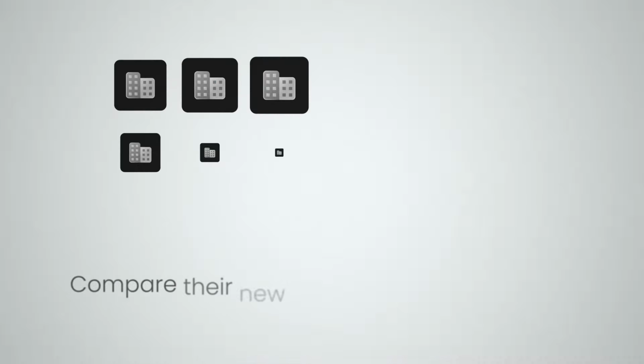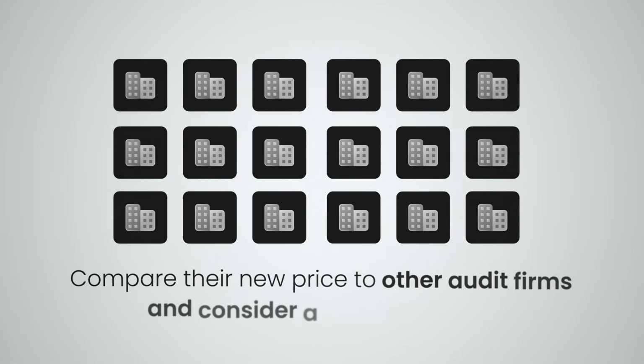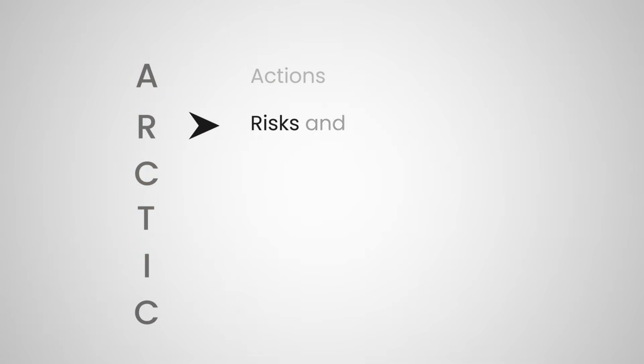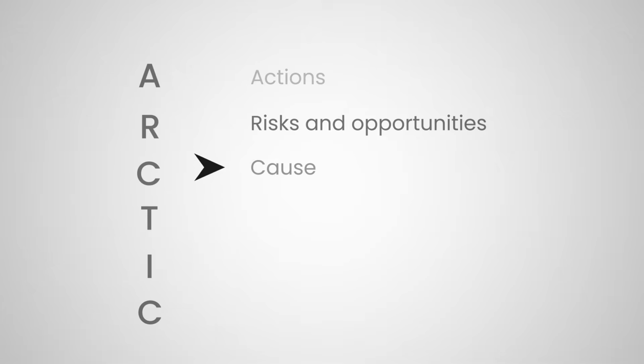In my Deloitte example, the action was to compare their new price to other audit firms and consider a tender process. R stands for risks and opportunities. Does the variance indicate a significant risk or opportunity? You determine whether this variance is something that could hurt the business or if it's highlighting an opportunity you should double down on.